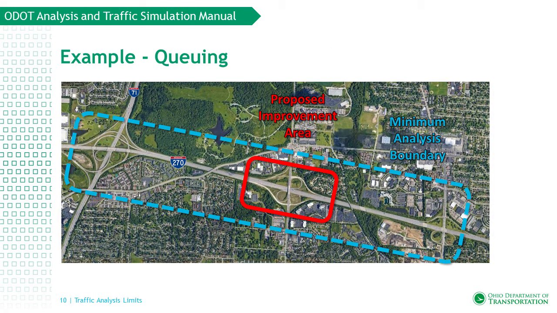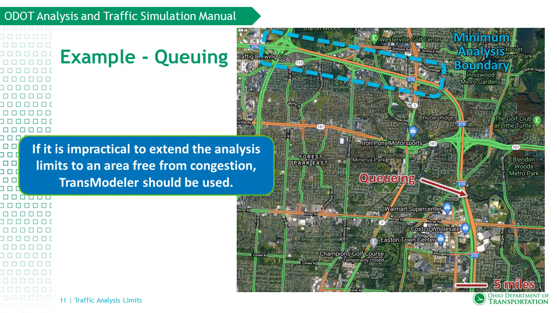For an interchange along Interstate 270, the minimum analysis boundary would include the interchange to the east and to the west of the study interchange. However, the analysis boundary should be reviewed because there is known to be gridlock and backups occurring along Interstate 270 in this area. When observing the queues, the queuing extends for more than 5 miles beyond the minimum analysis boundary and includes a number of other interchanges. In this case, it is impractical to extend the analysis limits to an area free from congestion. Therefore, micro-simulation with TransModeler should be used to complete the analysis.